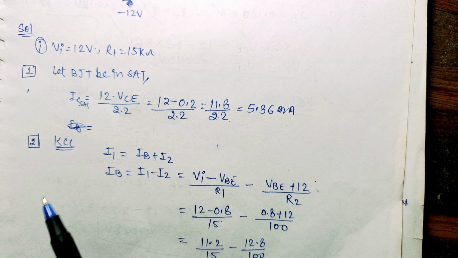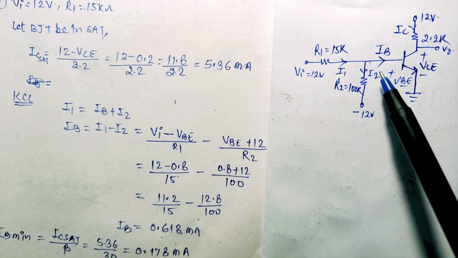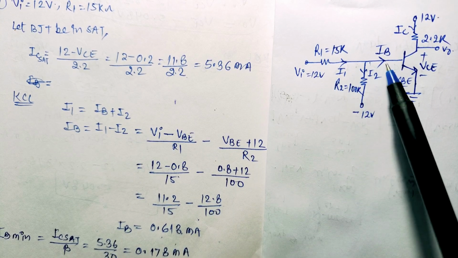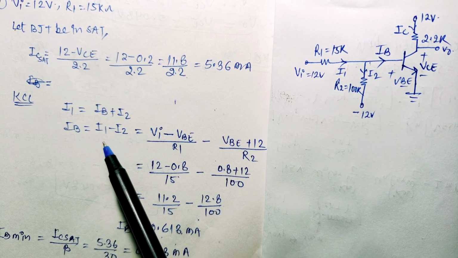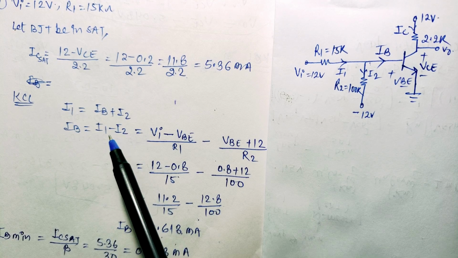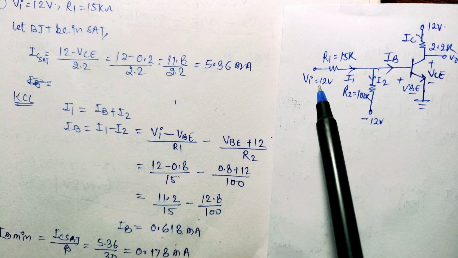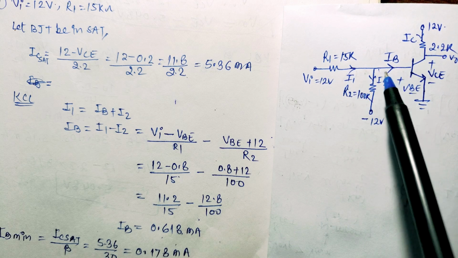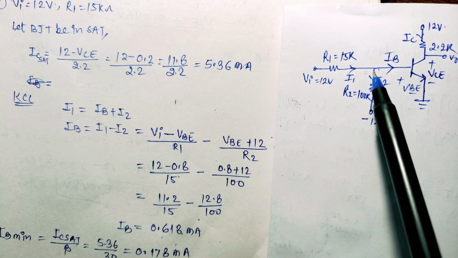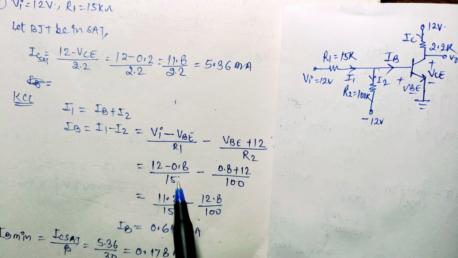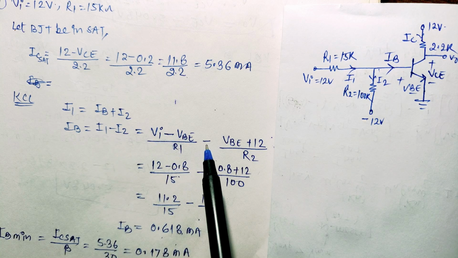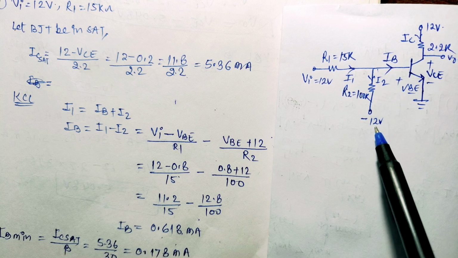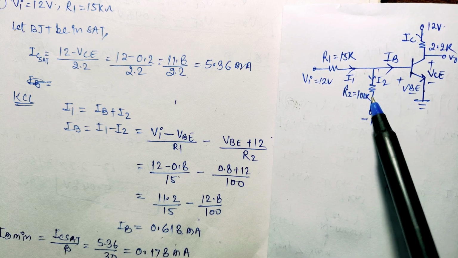Now we can apply KCL at this node, then I1 will be equal to IB plus I2. IB can be written as I1 minus I2 from this equation. Here we can see I1 equals VI minus VB upon R1, since VB voltage is at this node. And I2 can be written as VB plus 12 upon R2, since this voltage is VB at this node and this is minus 12 volt.